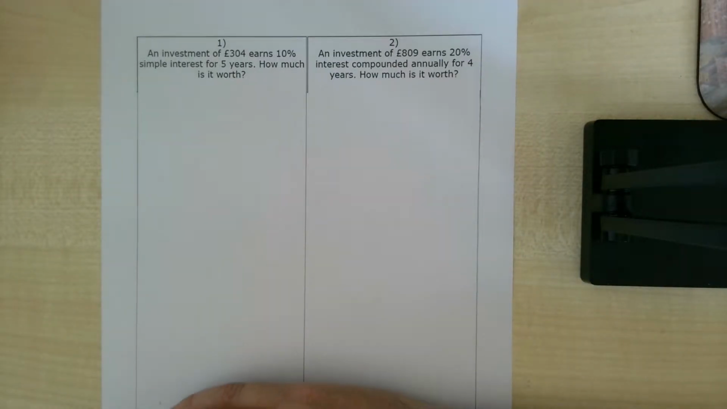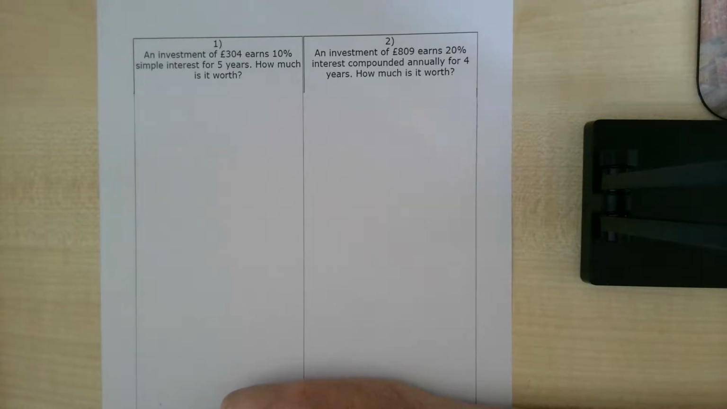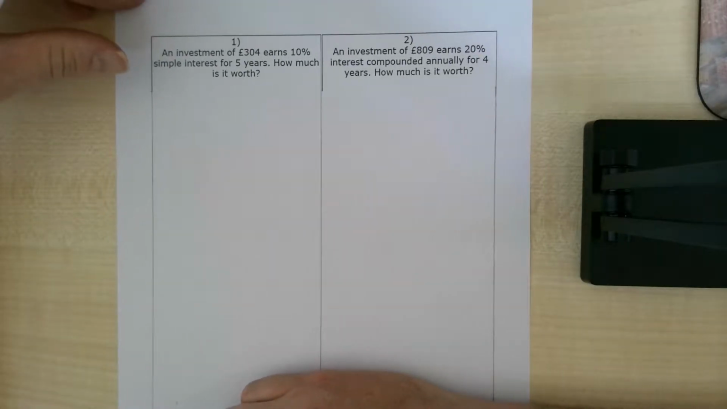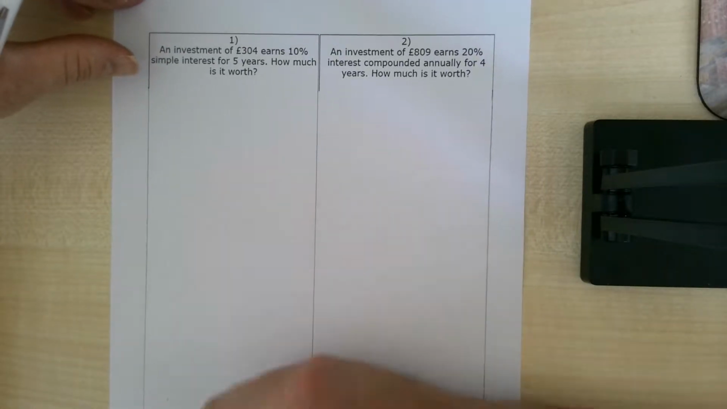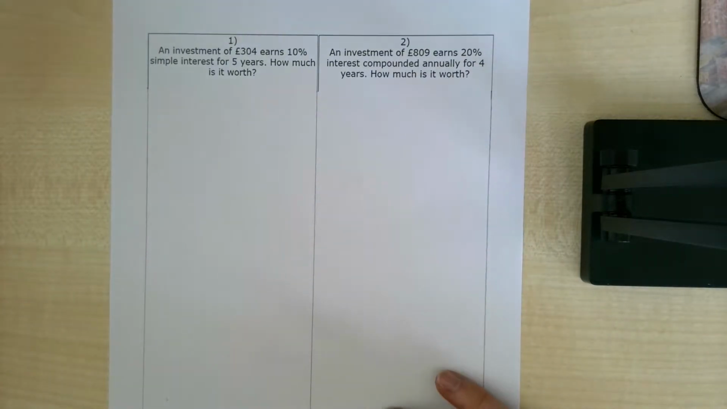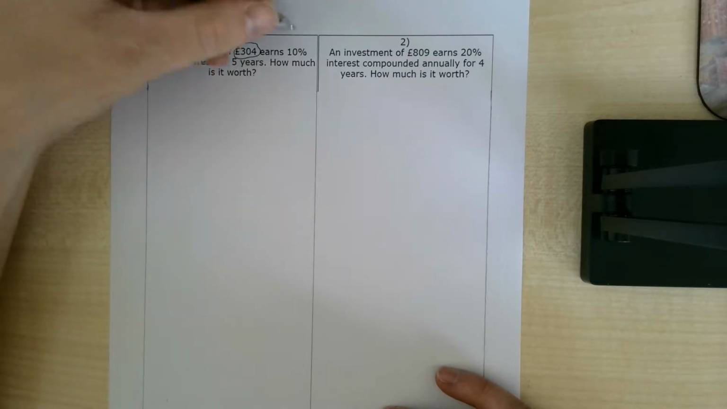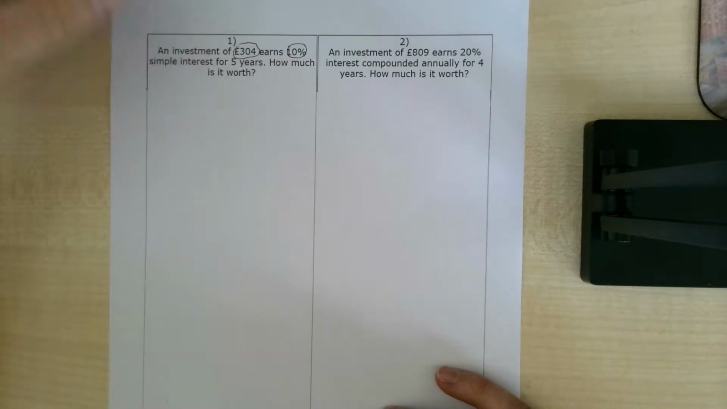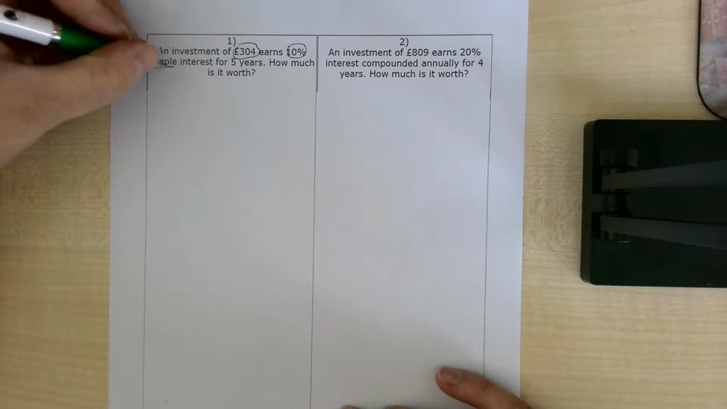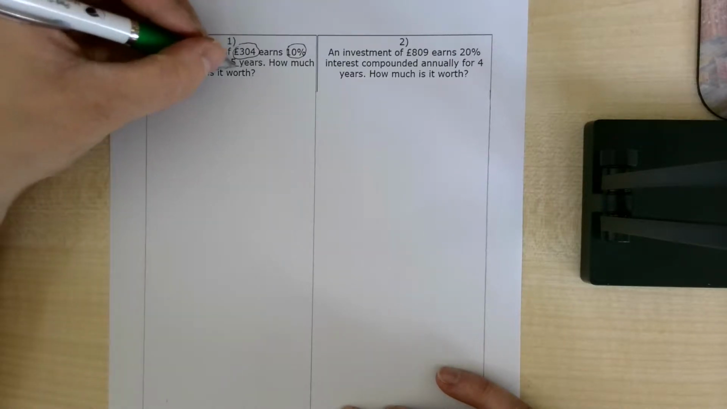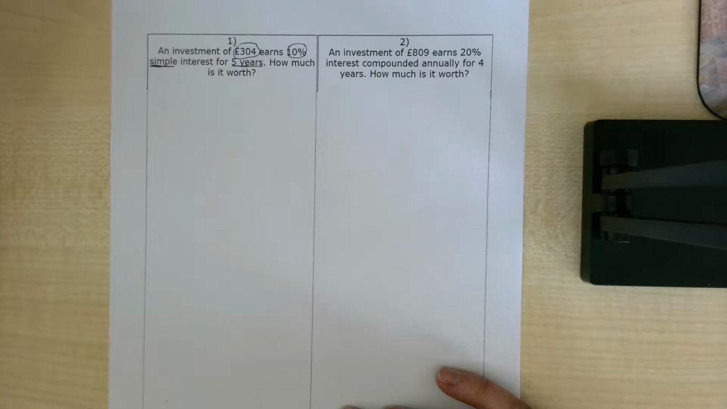In this video we're going to look at the difference between simple interest and compound interest and how those two different types of interest rates can affect the final amount which you have invested. In the first question, an investment of £304 earns 10% simple interest for 5 years. How much is it worth? So after 5 years, how much is it going to be worth?